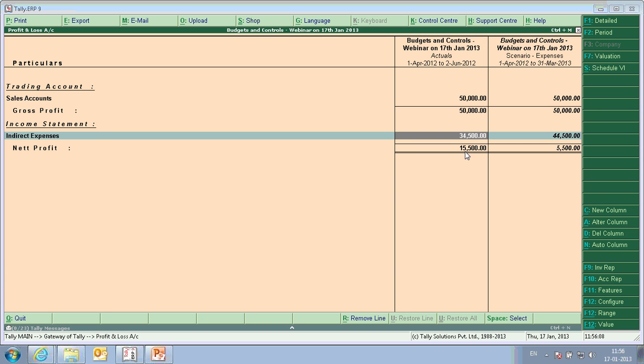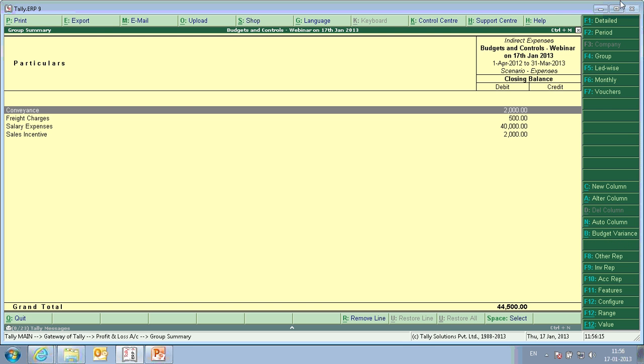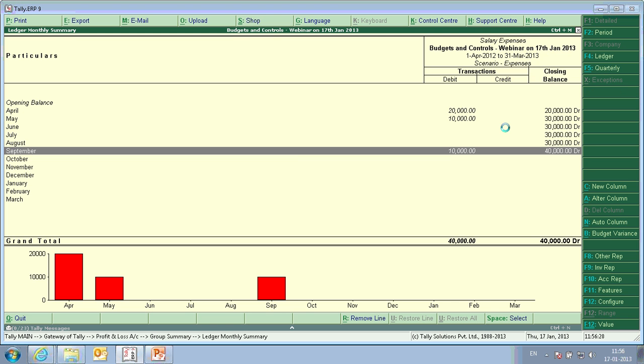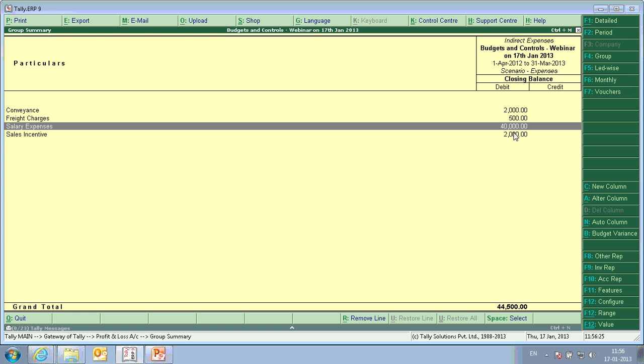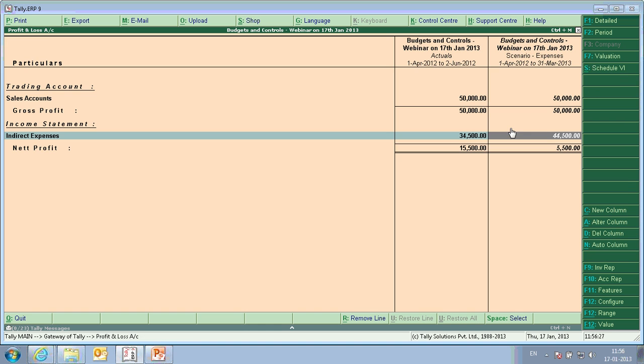It is just for reporting purpose. It will not affect your accounts. Okay? So for that I have passed one payment voucher, that is 10,000. Right? On salary 10,000. In September I have passed the voucher. Right? Now, in scenario, it will include the 10,000 amount. This is scenario. Can you see that now? Scenario expenses it says, and this is actual.